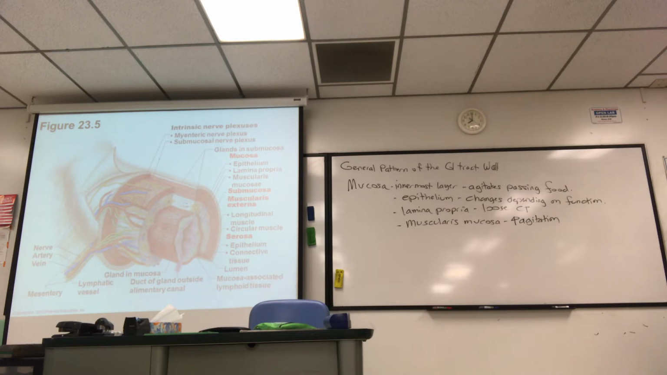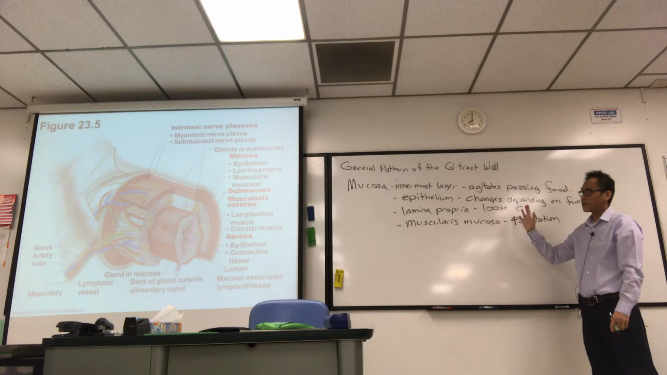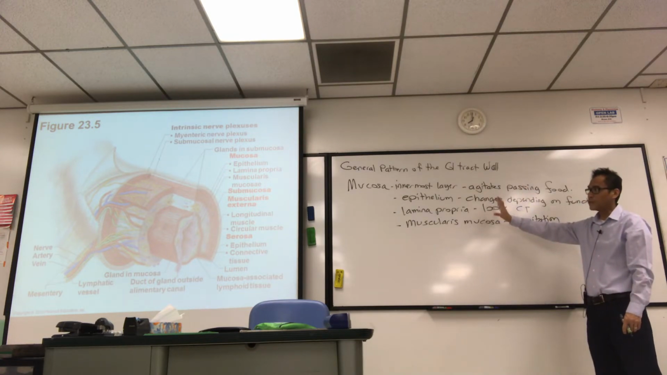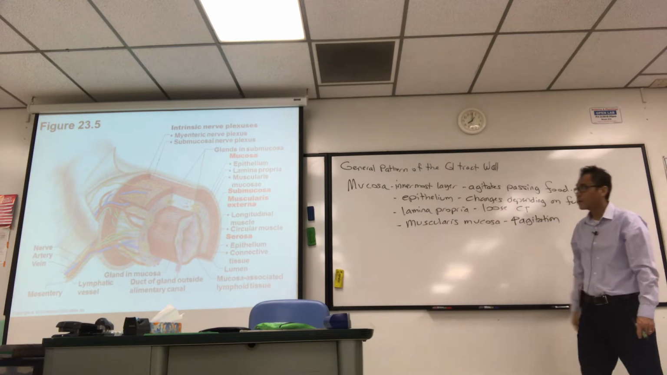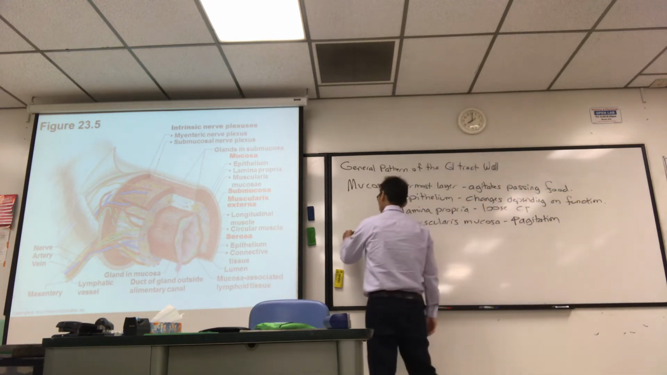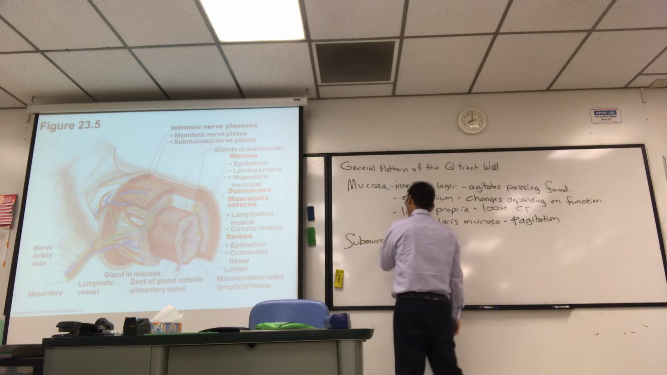Okay, so that's pretty much it. I would put a star next to the muscularis mucosa. You usually don't see that when you study histology. But in the GI tract, epithelium, lamina propria, muscularis mucosa, those three sublayers within this layer is what you should be able to identify. Surrounding the mucosa is the submucosa. More loose CT.